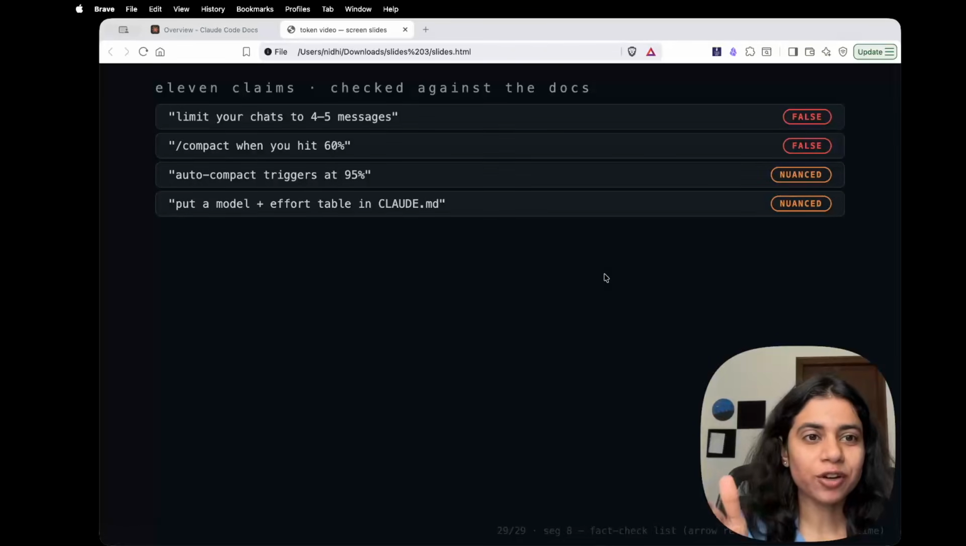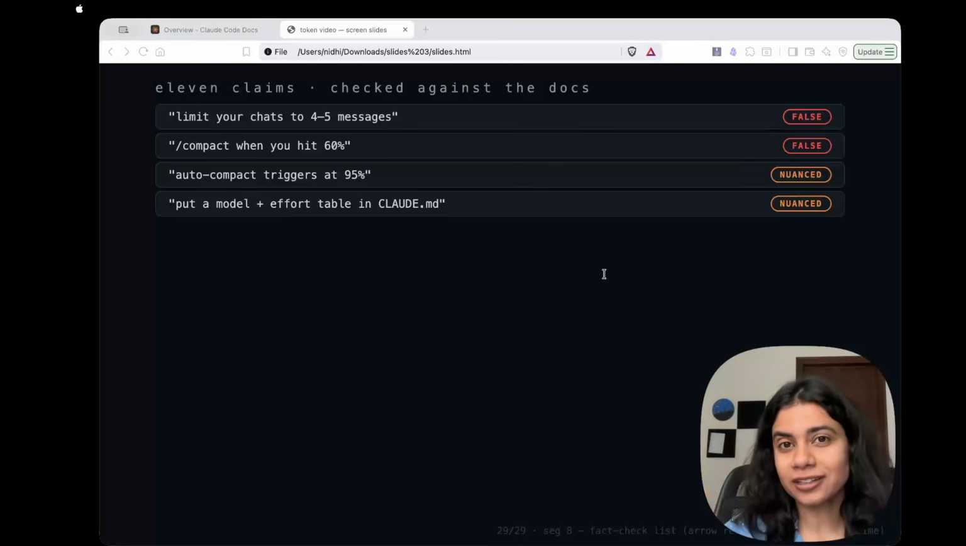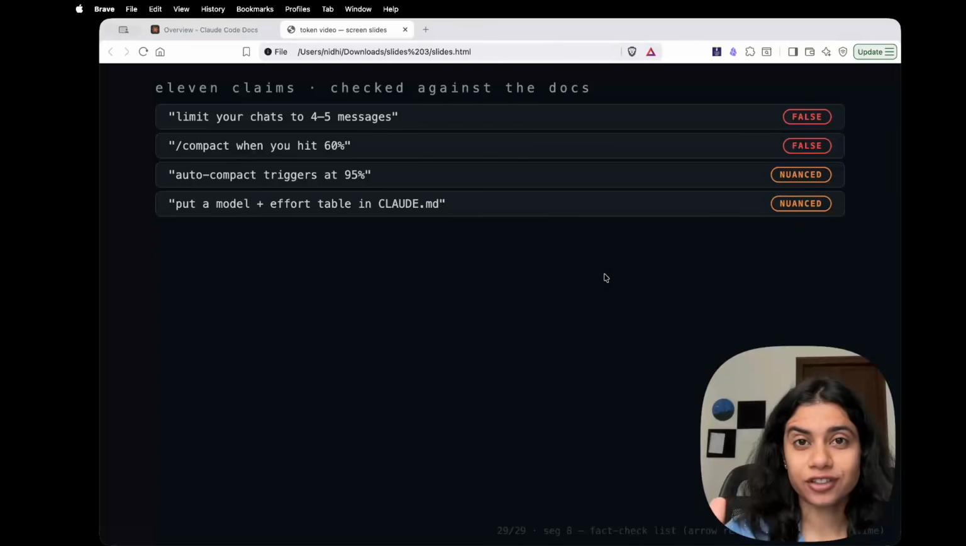Next up, we have put a model and an effort table into the Claude.md file. Well, this can't work as described here because the Claude.md file has no mechanism to switch models. And if Claude followed this with the slash model command, then it would actually break the cache. These models and efforts exist in the skills and the subagents file, and that's where they should be handled.